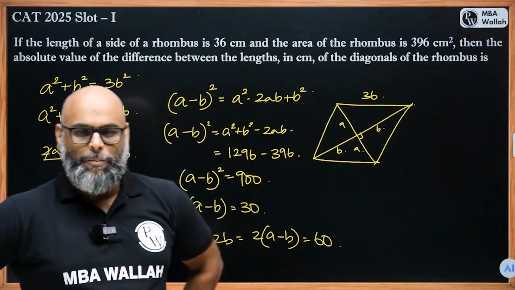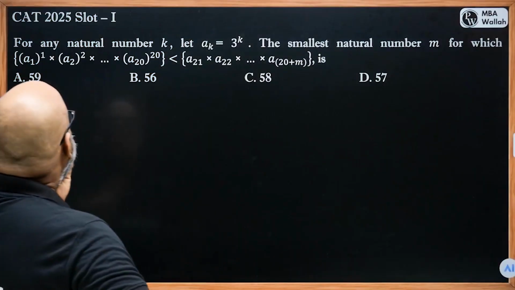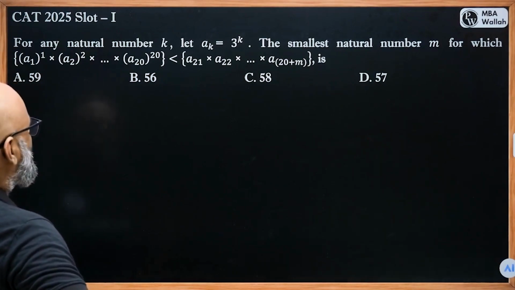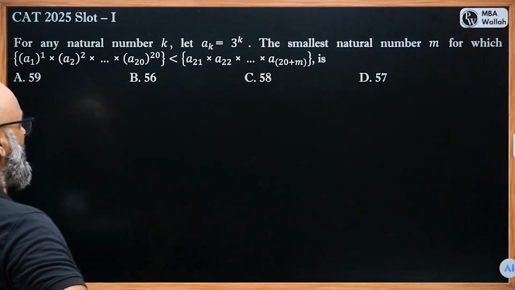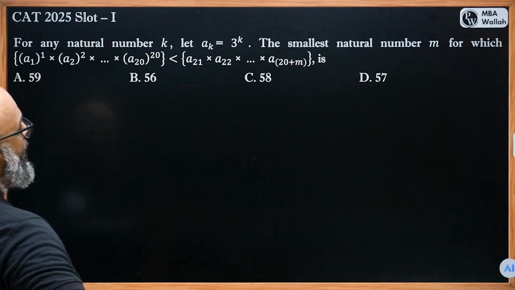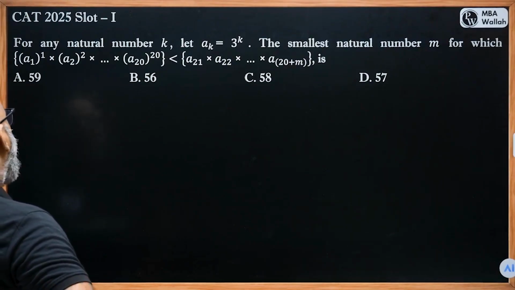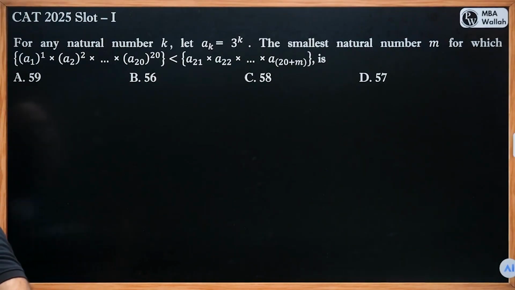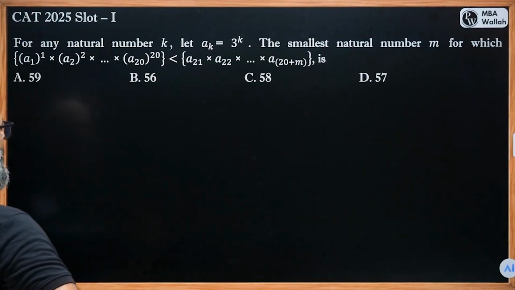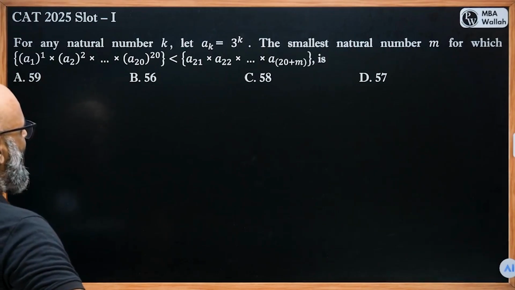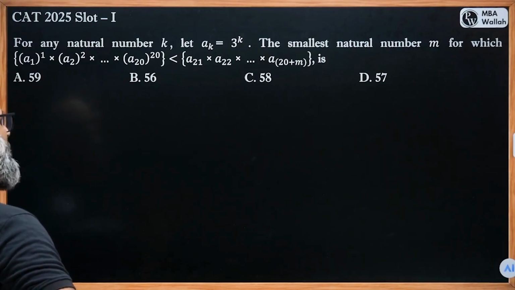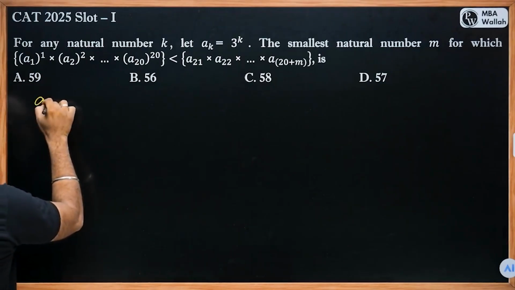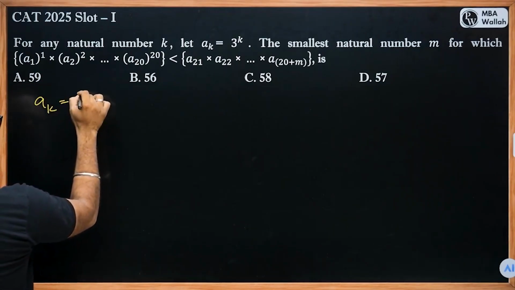This question is: for any natural number k, let a suffix k is equal to 3 power k. Find the smallest natural number m for which a1 power 1 into a2 power 2 into a3 power 3 dot dot dot a20 power 20 is less than a21, a22, a23 product. Nice. So ak is equal to 3 power k.